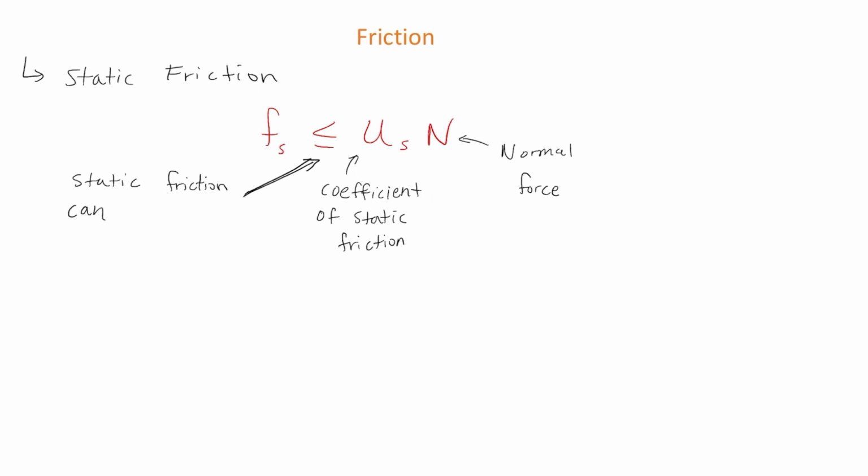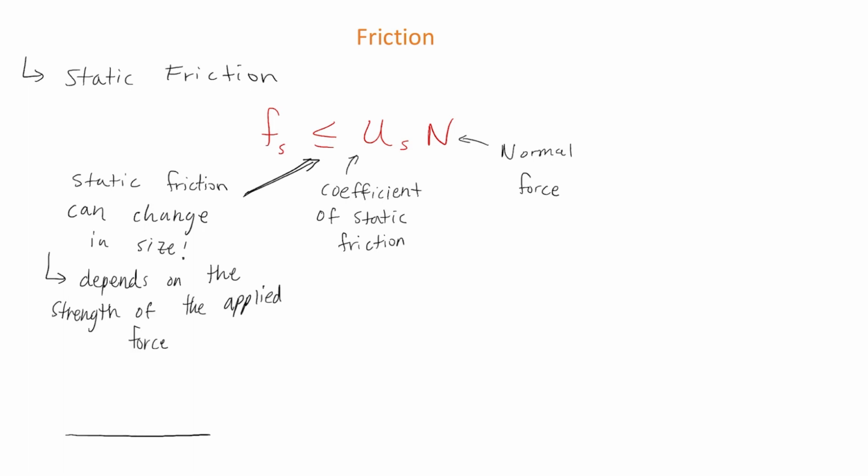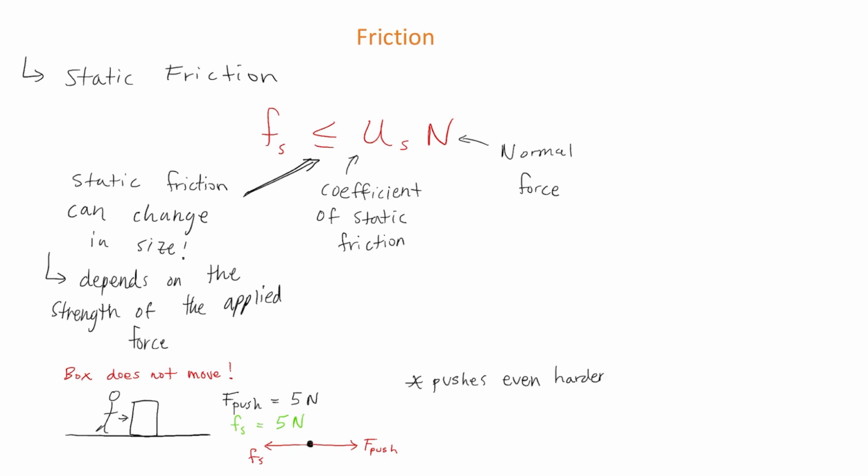Well, that's because the static friction can change size, and it will change size based on the strength of the applied force. So imagine the person is pushing the box, but the box will not move. Now if they're pushing with a force of 5 newtons, that means there's a static friction force equal to 5 newtons. Now what if the person pushes even harder? So now they're pushing with a force of 10 newtons, but the box still won't move.